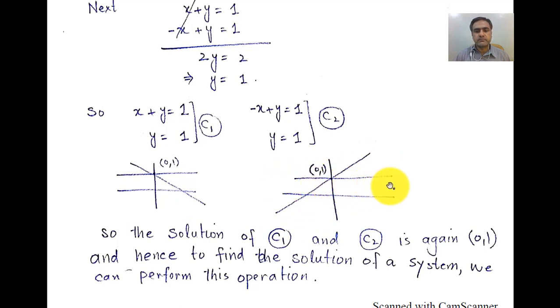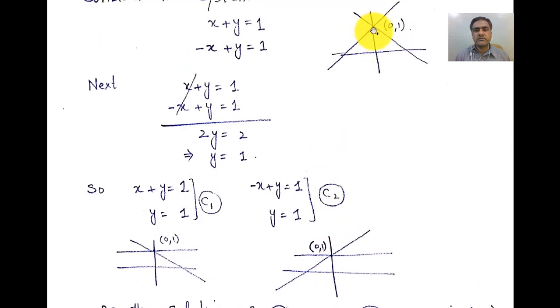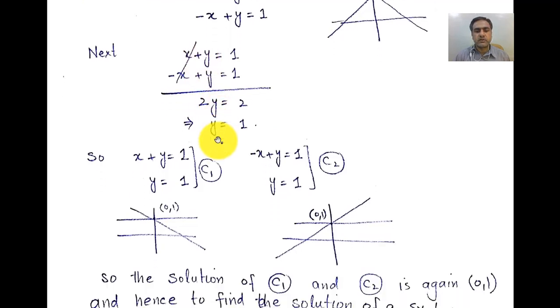And we notice an interesting property. The property is that the solution set of these two new systems is once again the same as the solution of this system. And hence, if we perform this operation of addition over a system, this addition operation preserves the solution of the system.